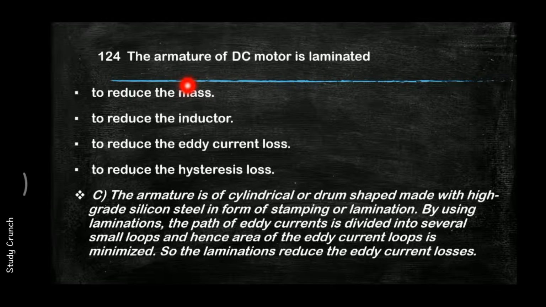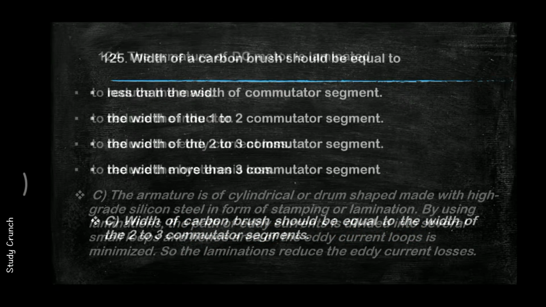Next, the armature of DC motor is laminated to reduce the eddy current losses. So it is C. The armature is of cylindrical or drum shape made with high grade silicon steel in form of stampings or laminations. By using the lamination, the path of eddy current is divided into several small loops and hence the area of eddy current is minimized. So the eddy current loss is reduced.